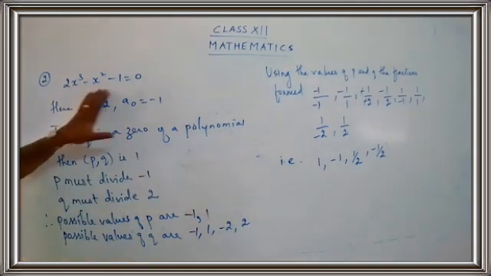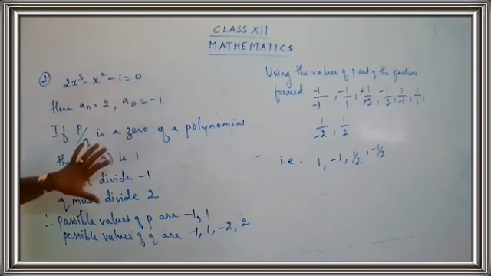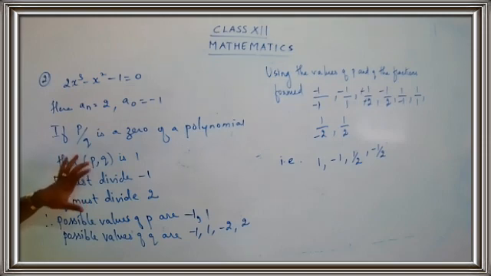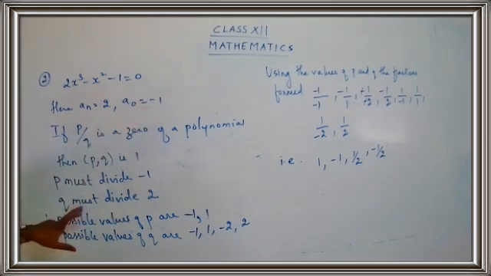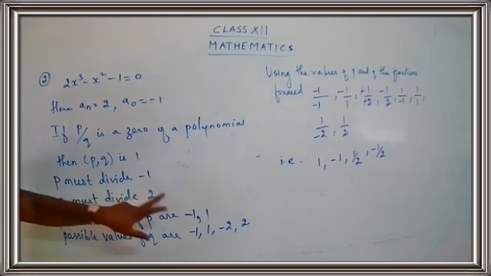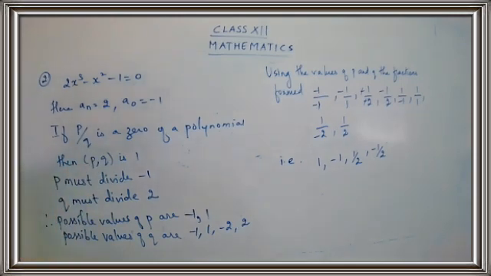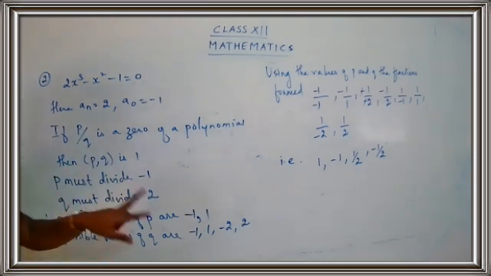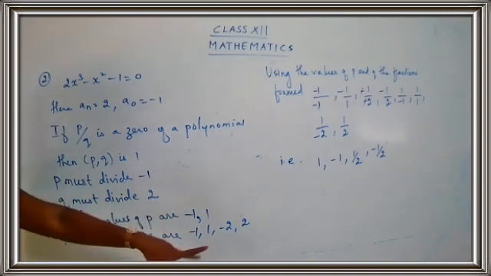So we got the equation. We found the value for an, that is the first coefficient. The a naught is the constant term. So this is the condition that you get from the theorem: P must divide a naught, that is minus 1, and Q must divide 2. So you should know how to write the factors. For minus 1, you'll write plus minus 1. The factors for 1 is 1. The factors for 2 are 1, 2, so for 2 you will put plus minus 2.